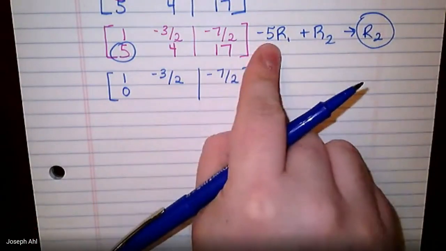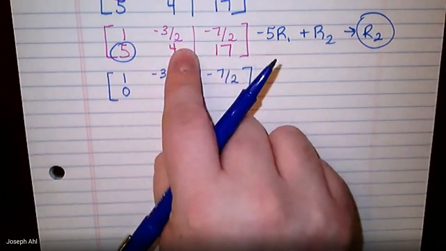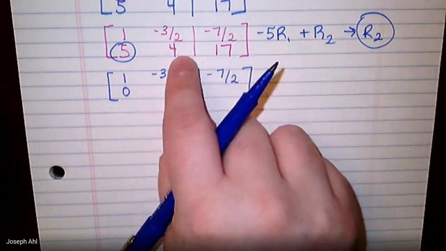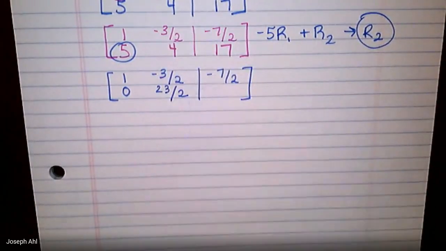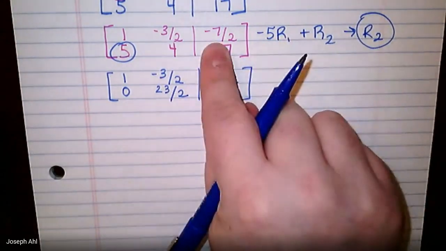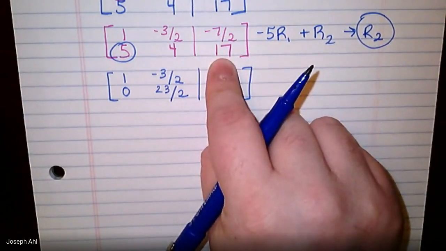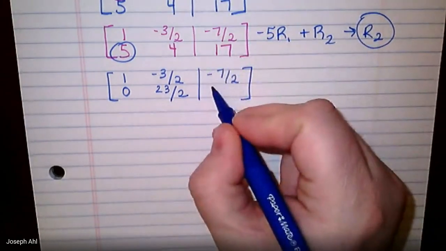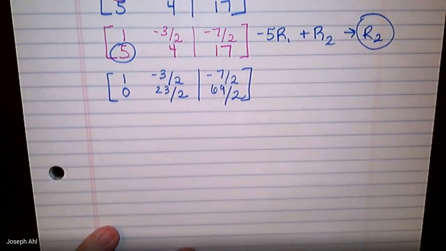All right, let's see if I can carefully do this. -5 times -3/2 is 15/2. Right, just multiply it by the top. 15/2 plus 4, which is 8/2, is 23/2. Okay. -5 times -7 is 35/2. To make a common denominator with 17, that's 34/2 for a total of 69/2. Okay, a lot of big math going on in your head there, but it's okay.